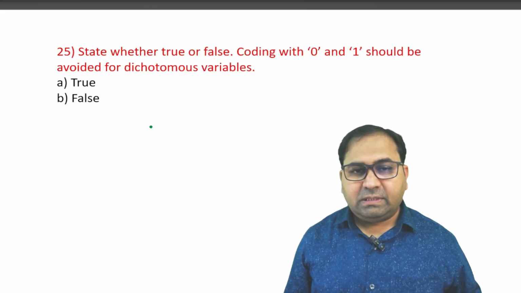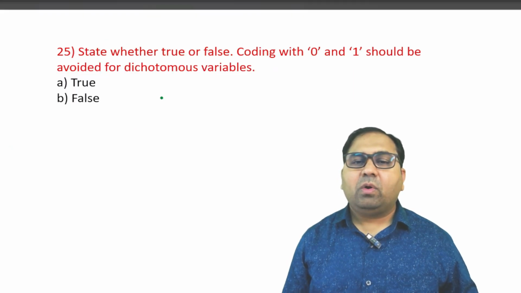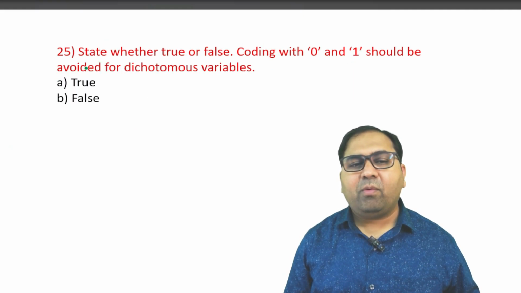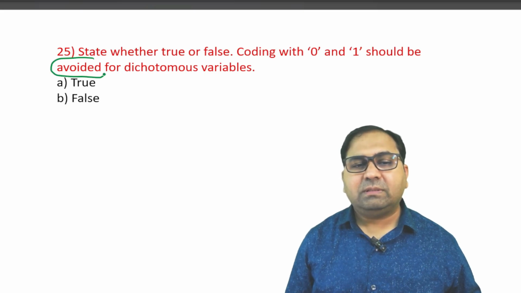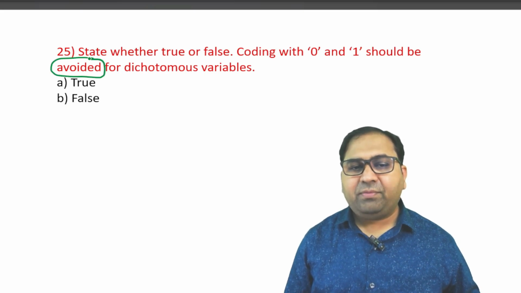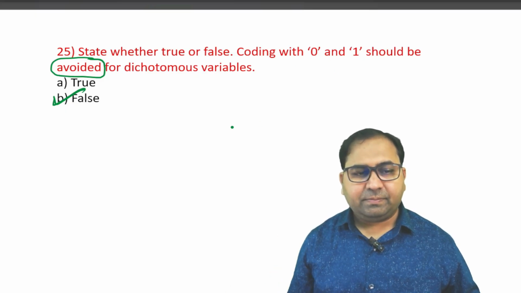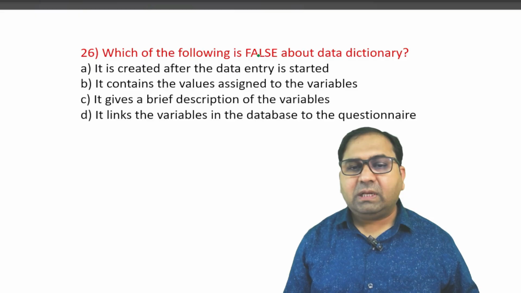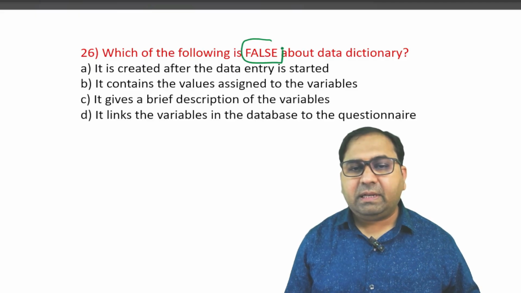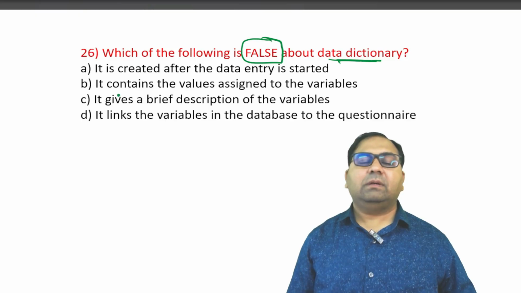Next question, state whether true or false. Coding with 0 and 1 should be avoided for dichotomous variables. This is a repeated question and definitely it is a false statement, because coding with 0 and 1 you always do for dichotomous variables. Next question, which of the following is false about a data dictionary? We have spoken regarding the data dictionary previously also. Let us see the options.